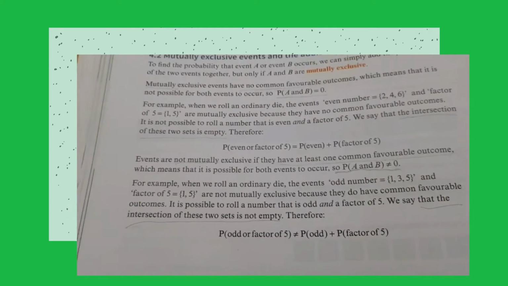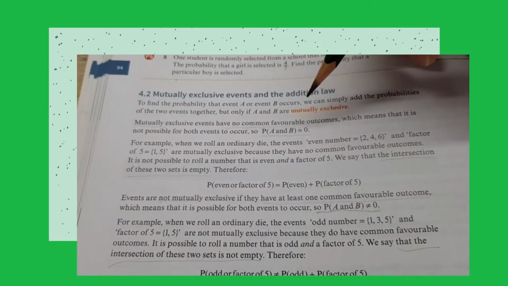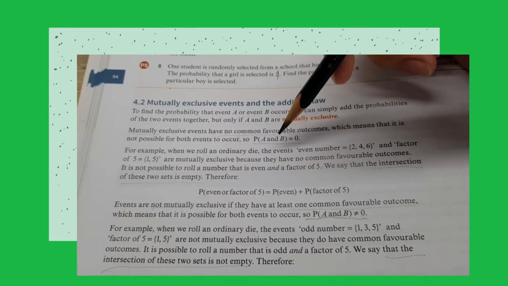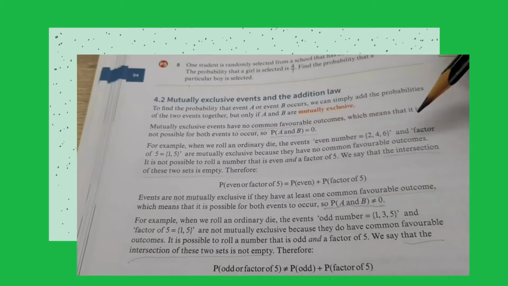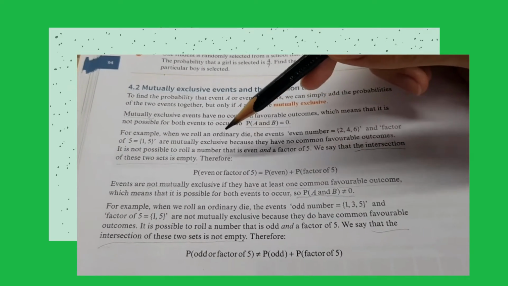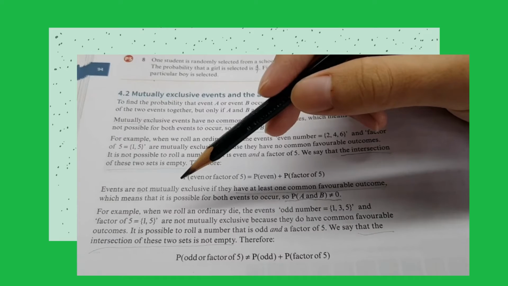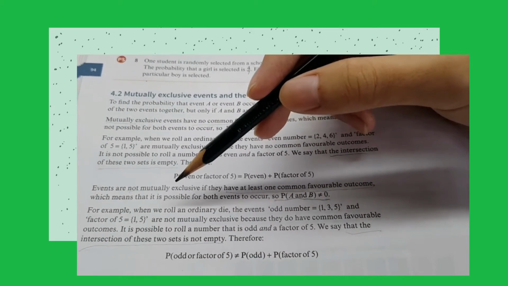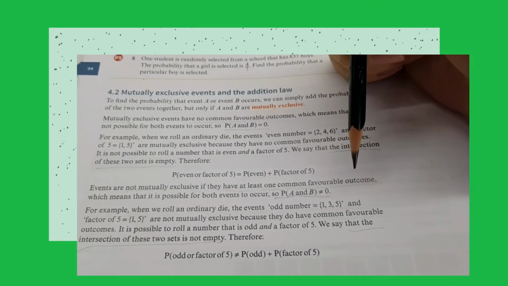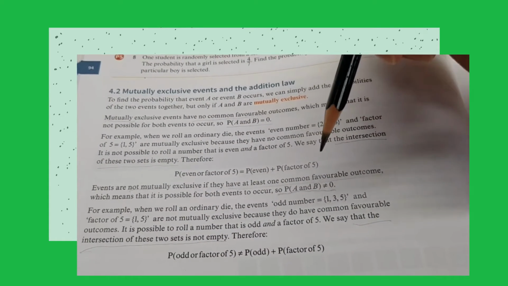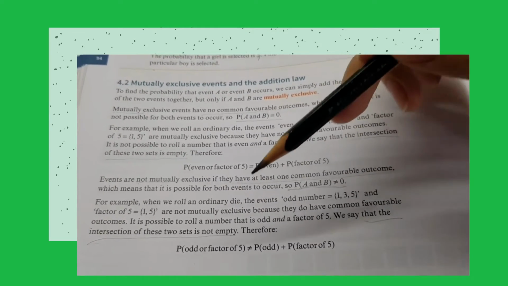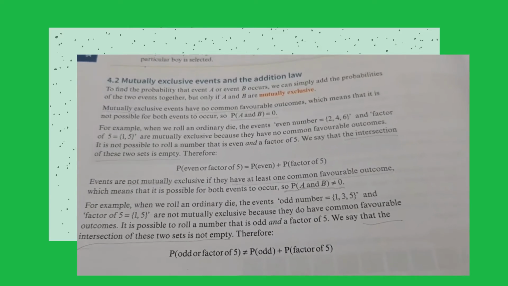Mutually exclusive events are events that have no common favorable outcomes, so P(A and B) equals 0. In other words, the intersection of the two sets is empty. Events that are not mutually exclusive have at least one common favorable outcome, so P(A and B) is not equal to 0. In other words, the intersection of the two sets is not empty.